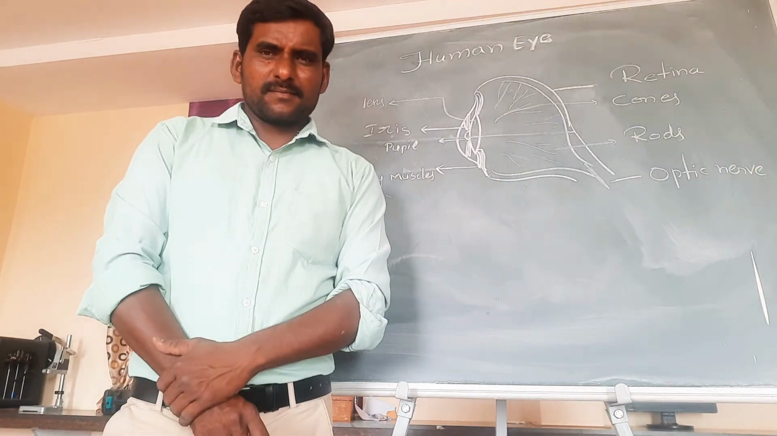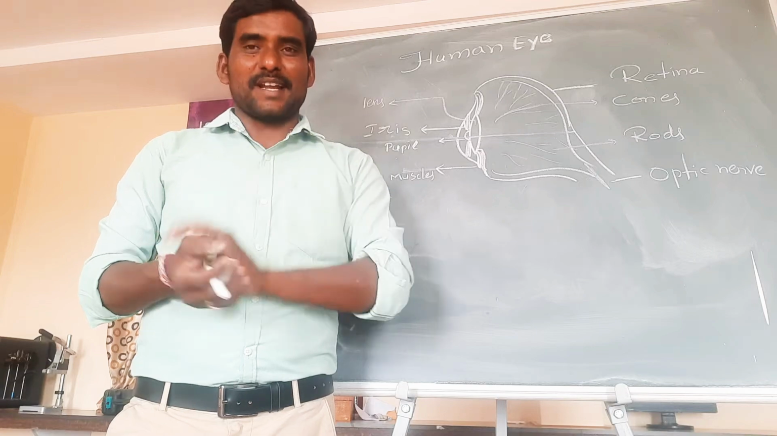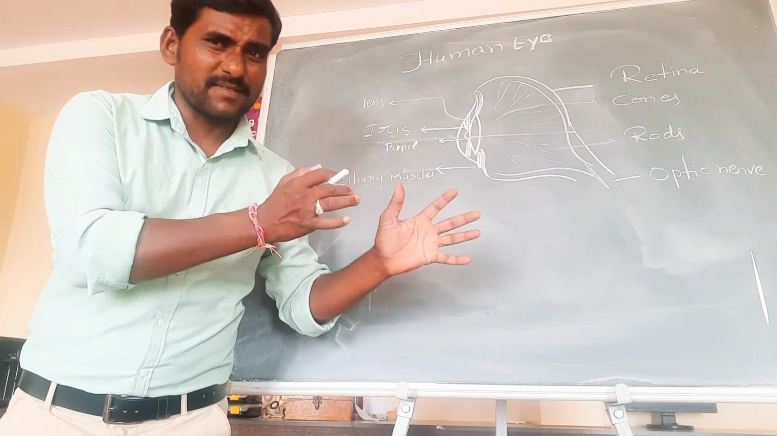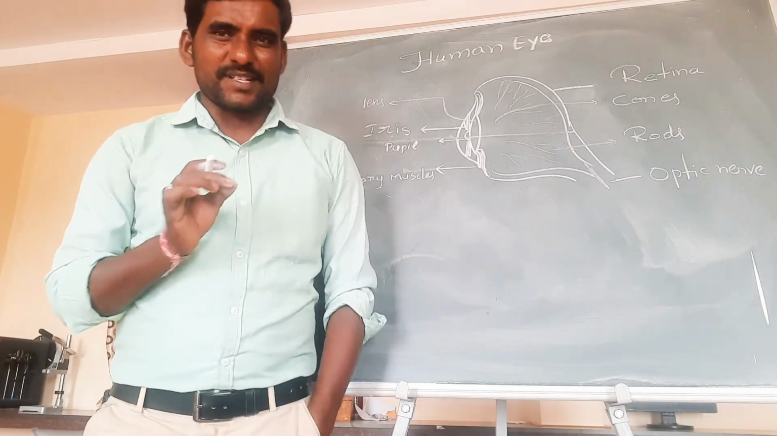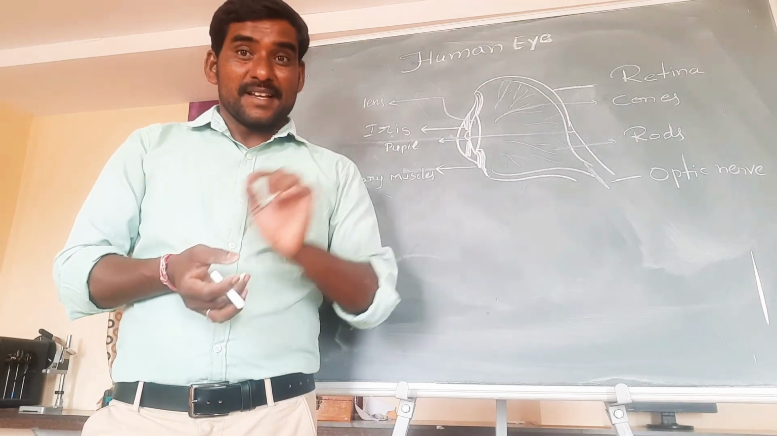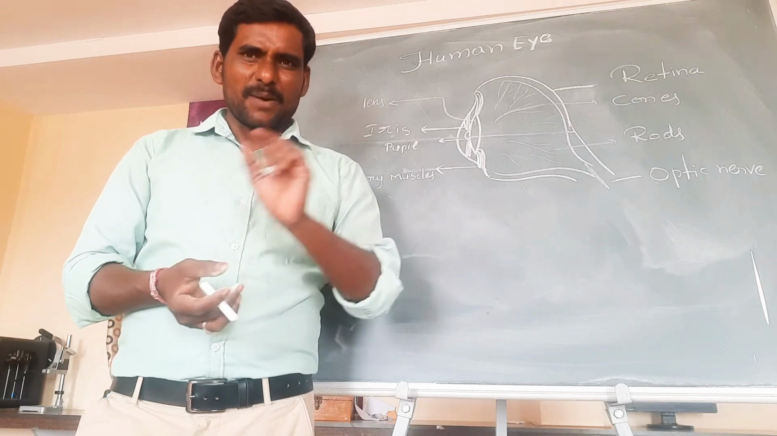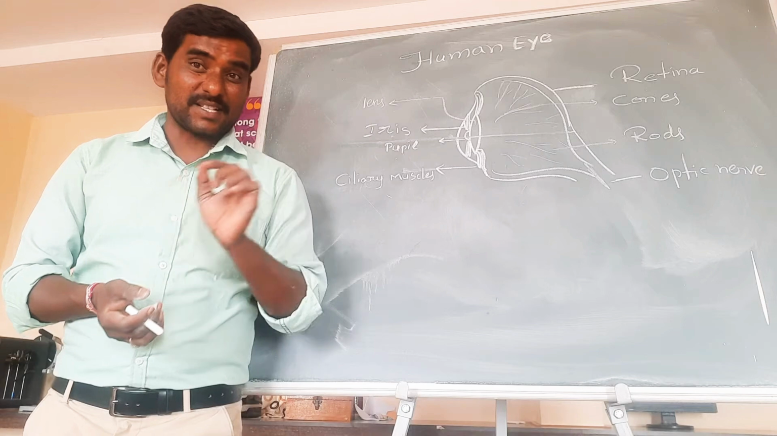Next question. If ciliary muscles do not work properly, what will happen? Very important question. First we'll go for the ciliary muscle function. Ciliary muscles are used to change the focal length of the eye lens. The changing of focal length is called accommodation. Accommodation means adjusting the focal length of the eye lens is called accommodation of eye.